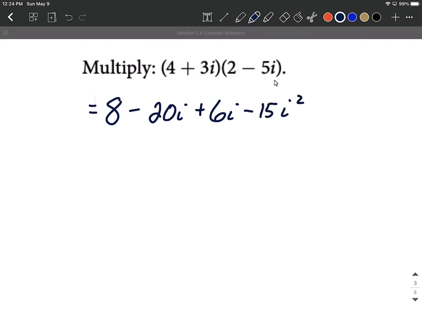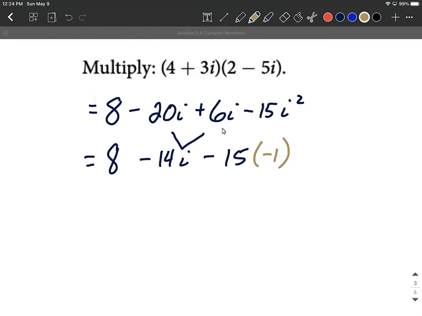But then remember, we have an i squared there. So whenever we see that i squared, we're going to have to replace that with a -1. So an intermediate step here, let's go ahead and say I'll bring along the 8. These middle two terms we can combine together. They're like terms. So -20 plus 6 makes -14i, minus 15, and then replace that i squared with a -1. Okay, so now we can say this is -15 times -1 makes positive 15. Just trying to take my time, show all my work as we go through this.